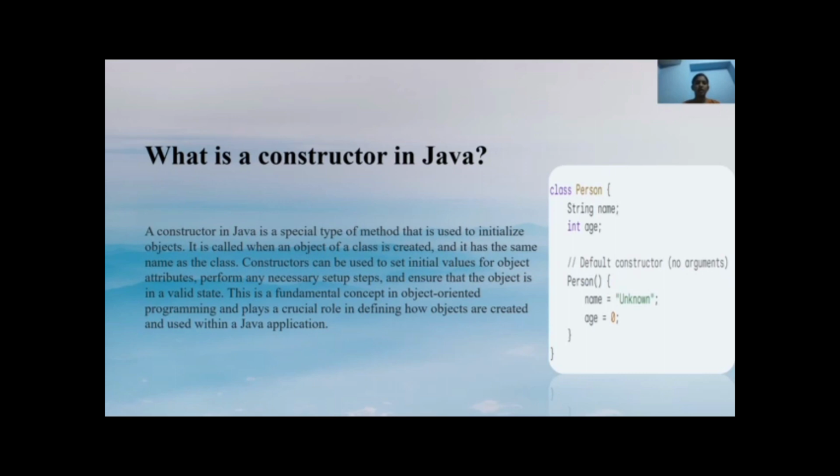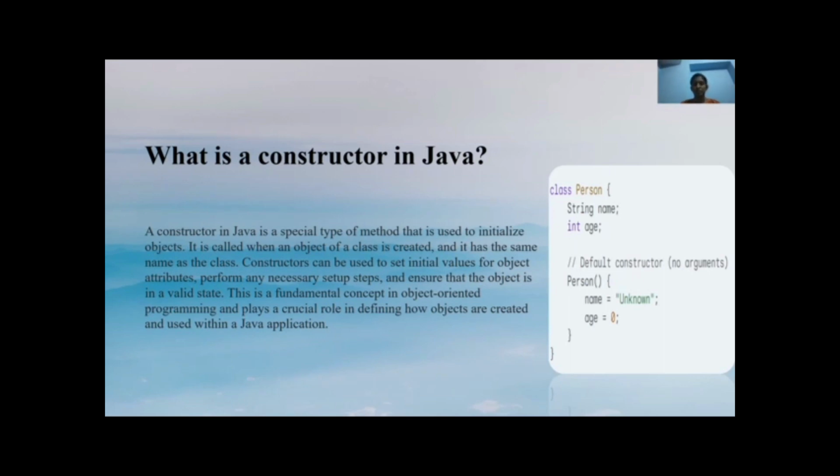Firstly, what is the constructor in Java? A constructor in Java is a special type of method that is used to initialize objects. It's called when an object of a class is created and it has the same name as the class. Constructors can be used to set initial values for object attributes, perform any necessary setup steps, and ensure that the object is in a valid state.